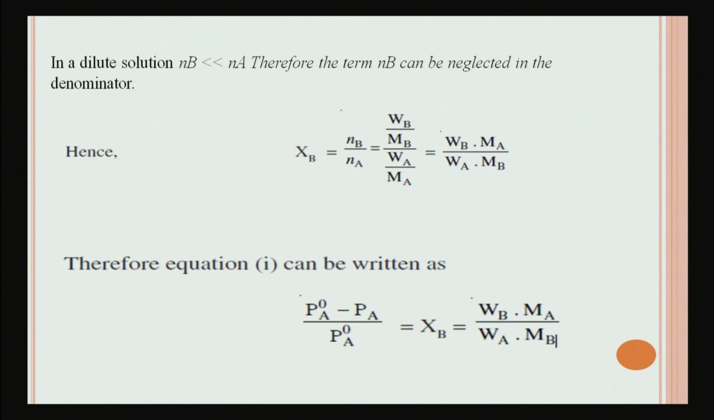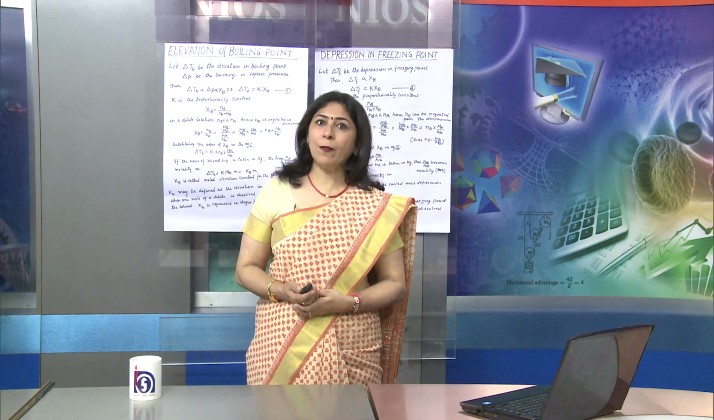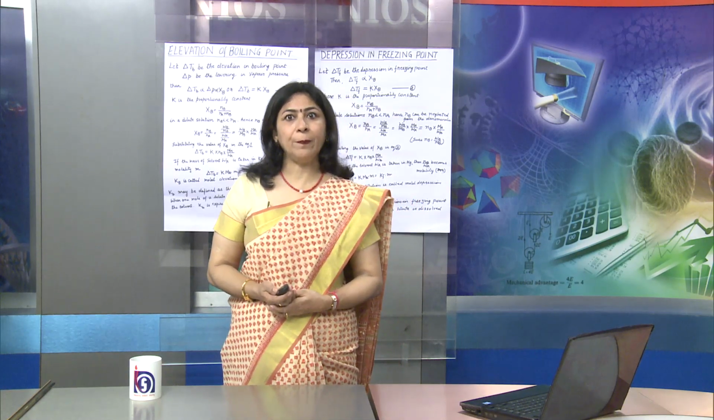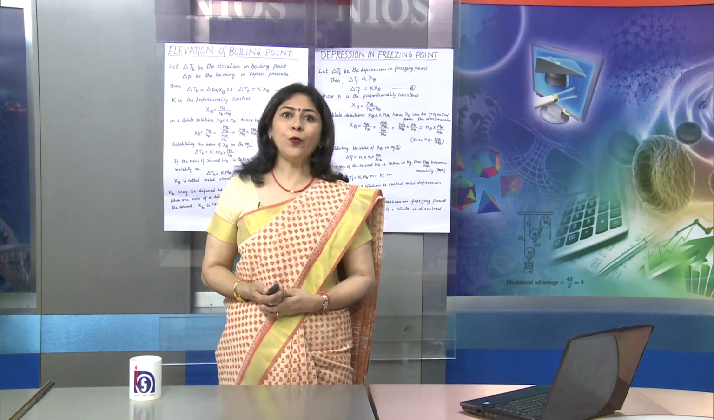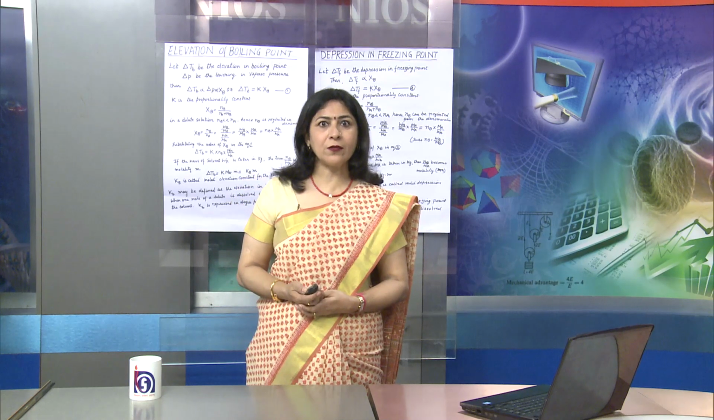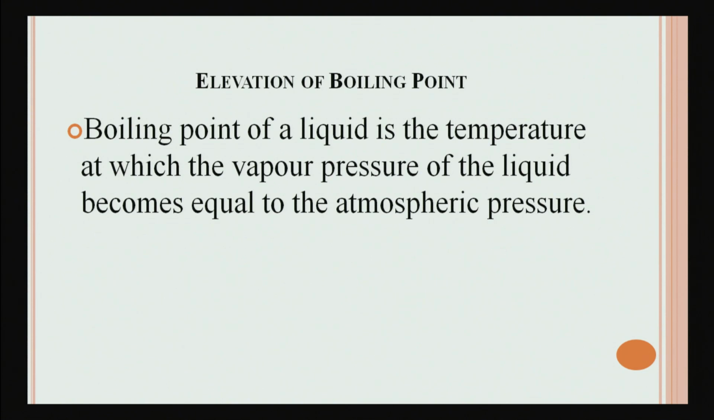So, therefore, the equation can be written as (P naught A minus PA) upon P naught A is equal to XB, which is equal to WB into MA upon WA into MB. So, this expression can be used to determine the molecular mass of the solute B, if the relative lowering of vapor pressure of a solution of known concentration and the molecular mass of the solvent are given. Okay. Now, let us do elevation of boiling point.